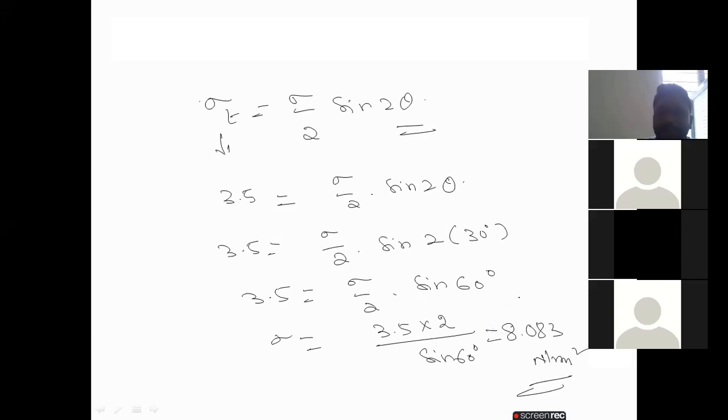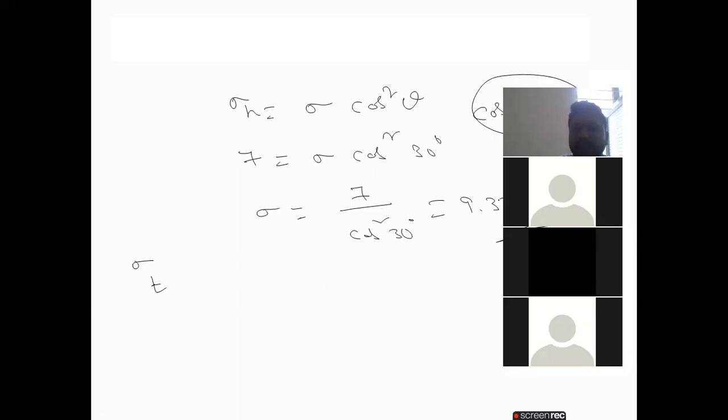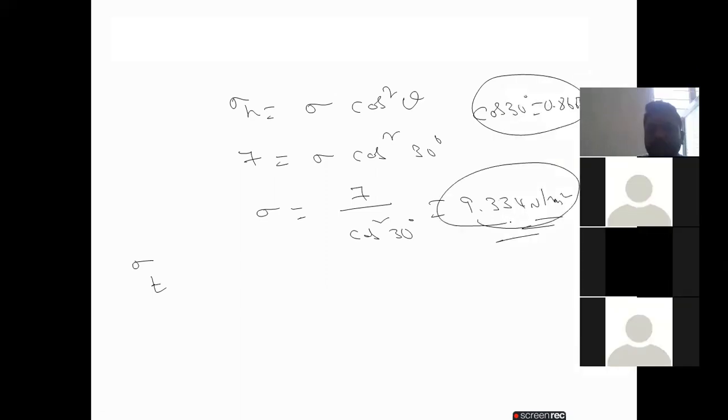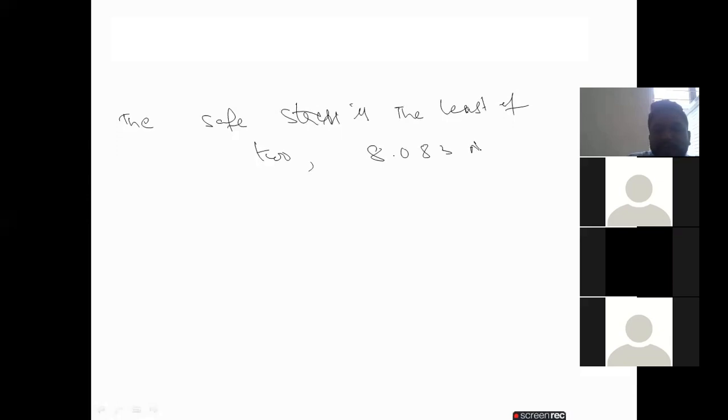If you see here, the sigma here we got 8.083, and here we got 9.334. So we have to take the safe stress, which is the least of the two. So the least value is 8.083 Newton per mm square.